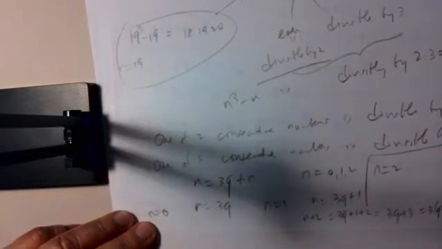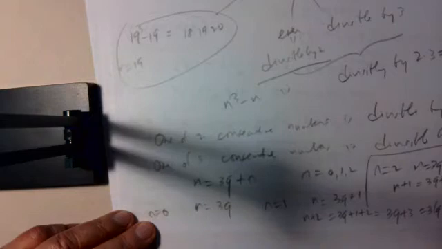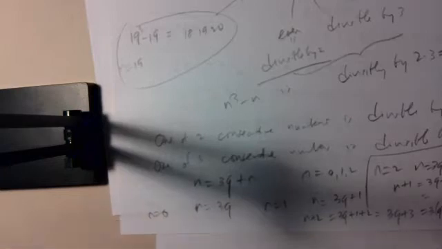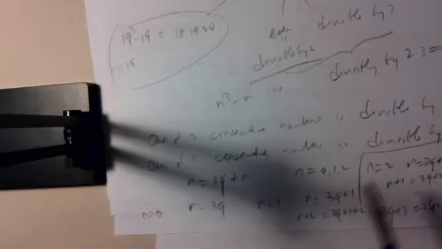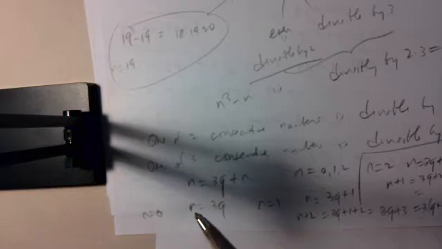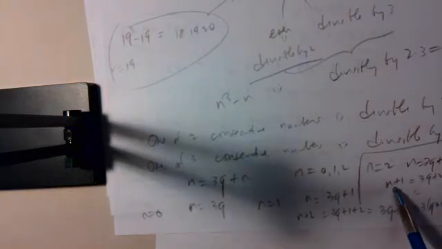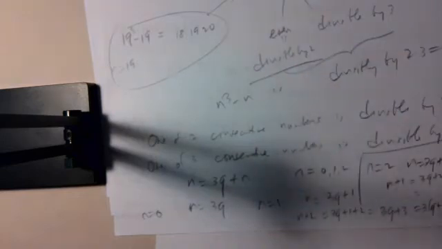If the remainder is 2, n is 3q plus 2, so n plus 1 is 3q plus 2 plus 1, which is 3q plus 3, which is 3 times q plus 1. So no matter what number n you pick, either n is divisible by 3, or n plus 1 is divisible by 3, or n plus 2 is divisible by 3. So if you take any 3 numbers in a row, exactly one of them has to be divisible by 3.